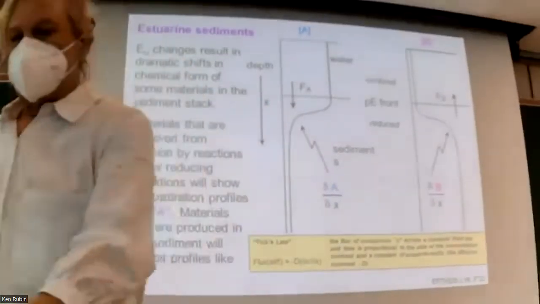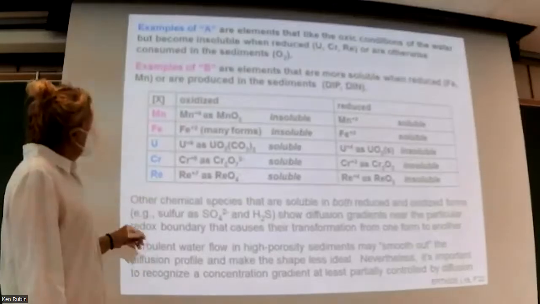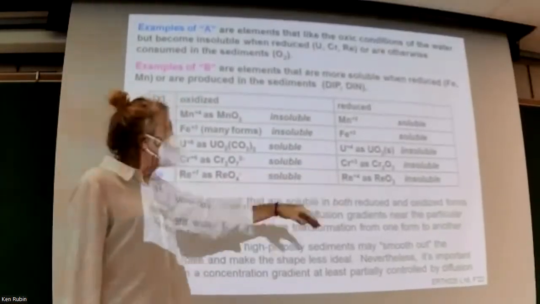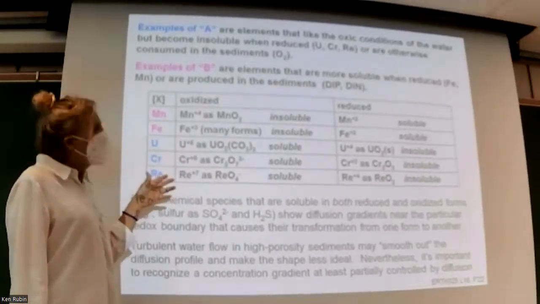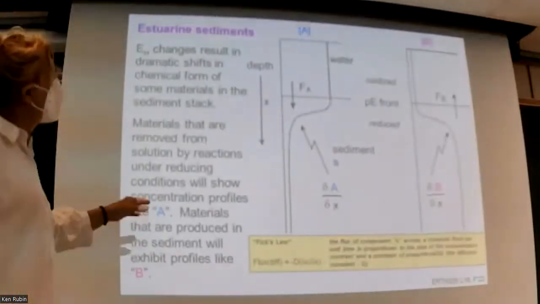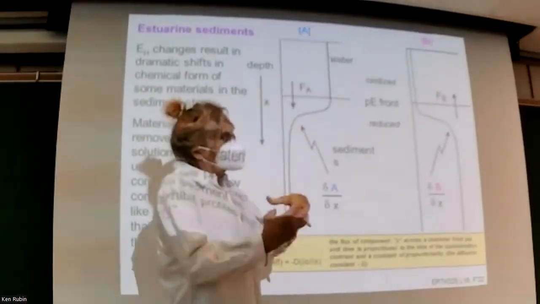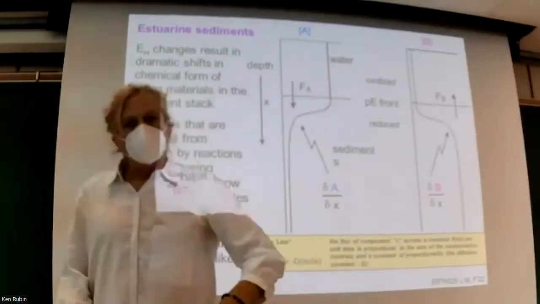They start to dissolve. Then there's a bunch of other stuff that is soluble when it's oxidized and becomes insoluble when it's reduced. Some examples are things like uranium, chromium, and rhenium. So they are in this category. They're soluble, they're high here. As soon as we get into reducing conditions, they become insoluble, so their concentration goes down, so we flux stuff out of the water into the sediments.